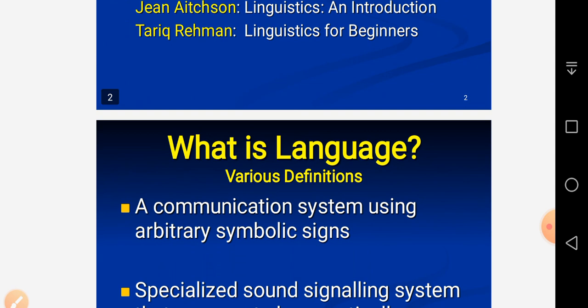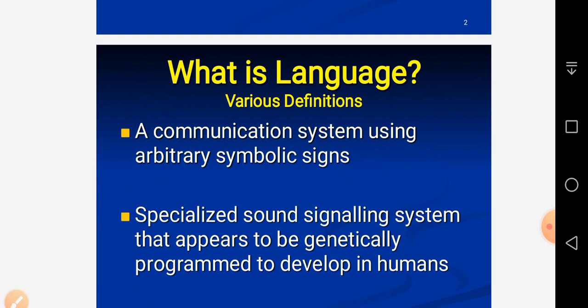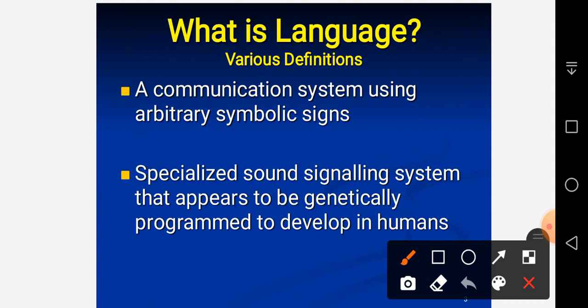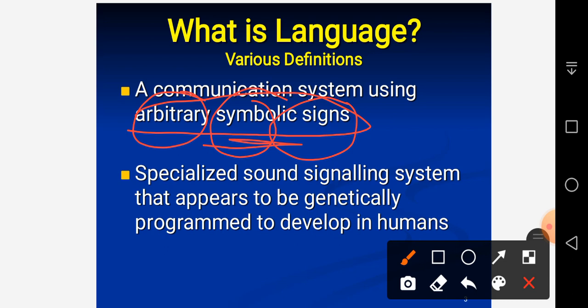Now, what is language? There are various definitions of language, and language cannot be properly defined. Here I have mentioned only two definitions. A language is a communication system which uses arbitrary symbolic signs. I'll discuss what arbitrariness is, what symbolism is, and what a sign is when I move to another slide in which I'll discuss the unique features of human language, and in which I'll cover arbitrariness.